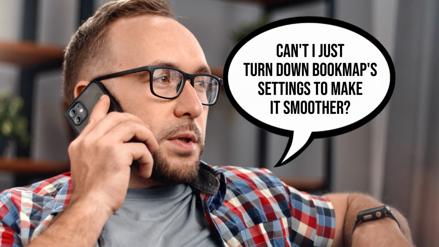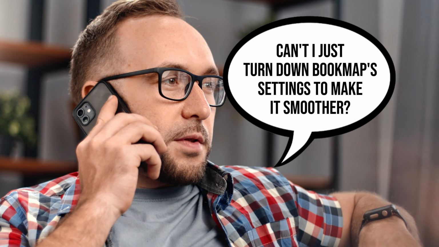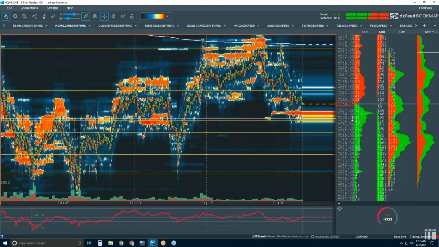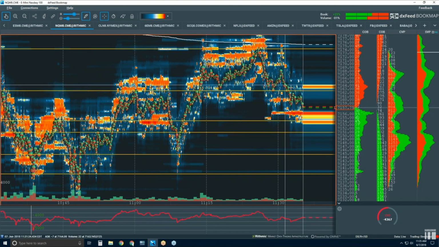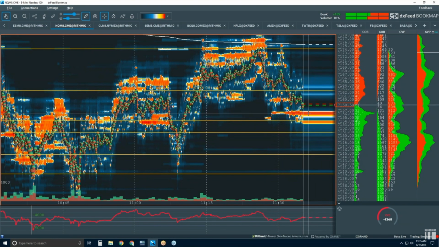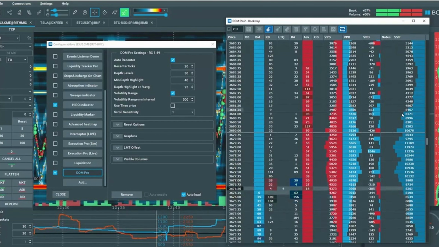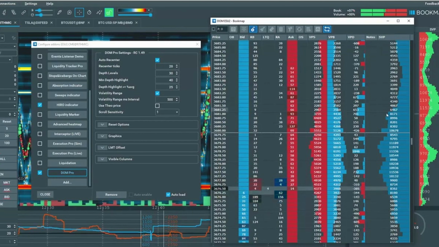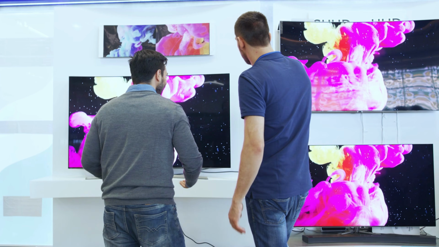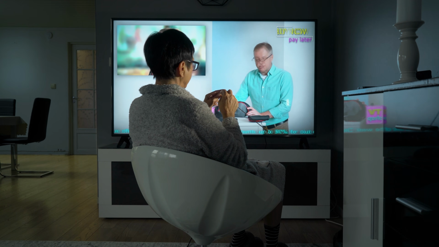Now here's a question I get all the time. Eddie, can't I just turn down Bookmap settings to make it smoother? Yeah, sure. You can lower the heat map resolution and shrink your time window, but think about what you just did. You bought Bookmap specifically to see the full depth and the detail of the order book, the market depth, the footprint, every layer of liquidity, and now you're throwing half of it away just so your weak hardware can keep up. That's like buying a 4K TV and watching everything in standard definition because your cable box can't handle it. Why would you do that?